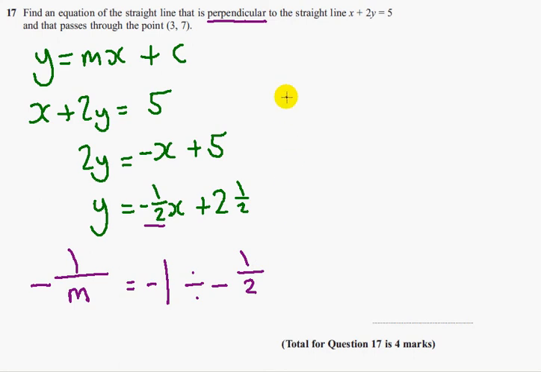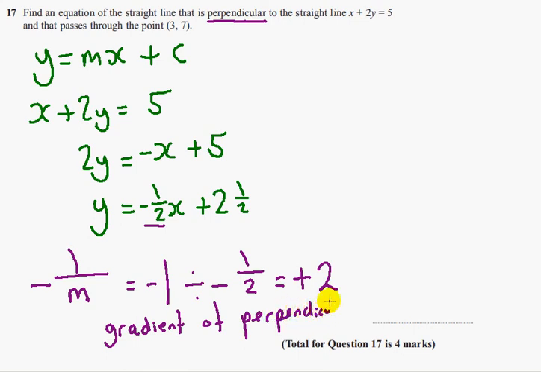So the gradient of the perpendicular line is going to be minus and a minus. Minus divided by minus is a positive gradient. Okay, 1 divided by half is 2. So the gradient of the perpendicular line is 2. Okay, so y equals mx plus c for the perpendicular line. Now we found out the gradient, so y equals 2x plus c.